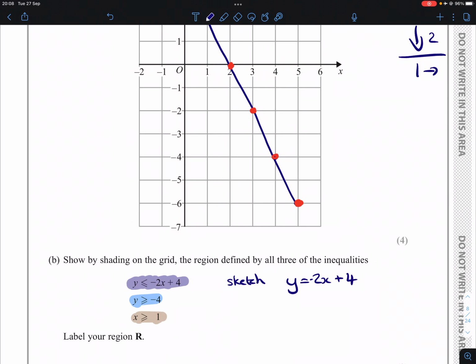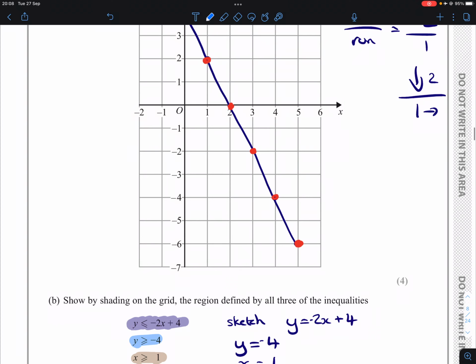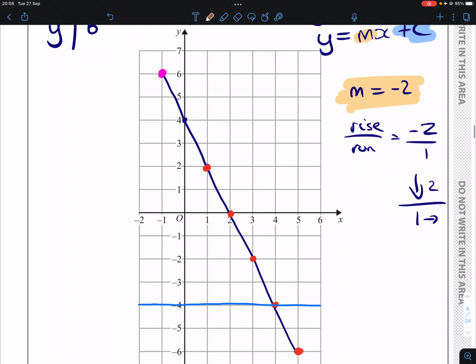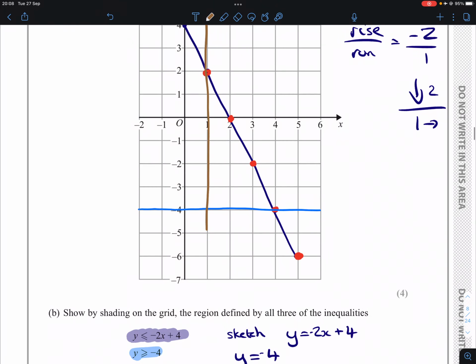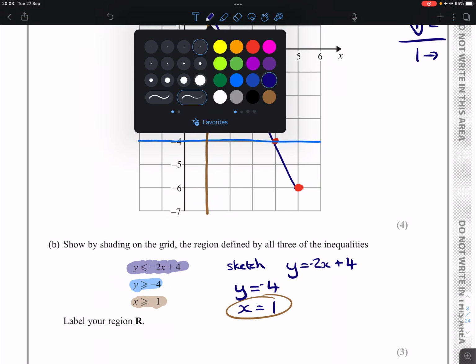If we sketch the other two, y equals minus 4 and x equals 1, we're going to get the following lines. First of all, the blue one represents y equals minus 4, and the brown one represents x equals 1, excuse the fact that this is not perfectly straight. Okay, so that is us having sketched that, and we already had our first graph.